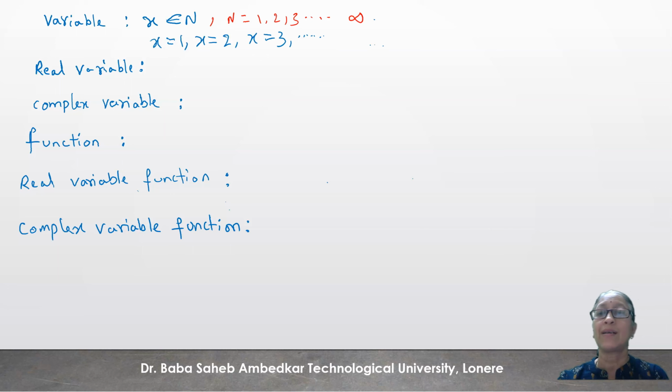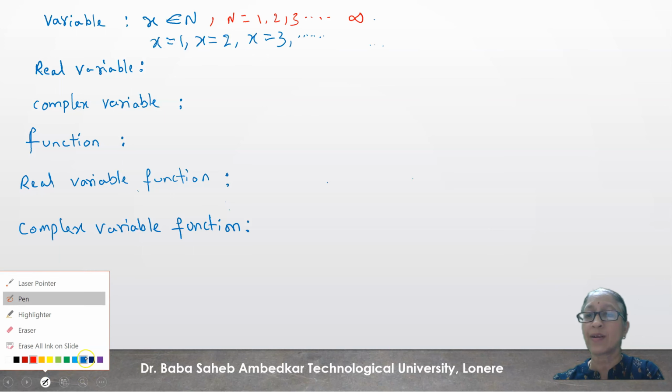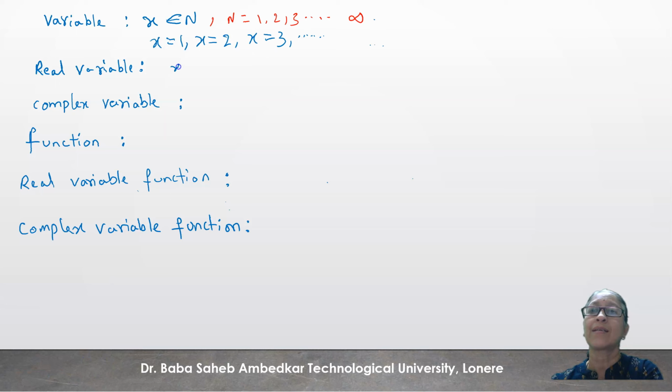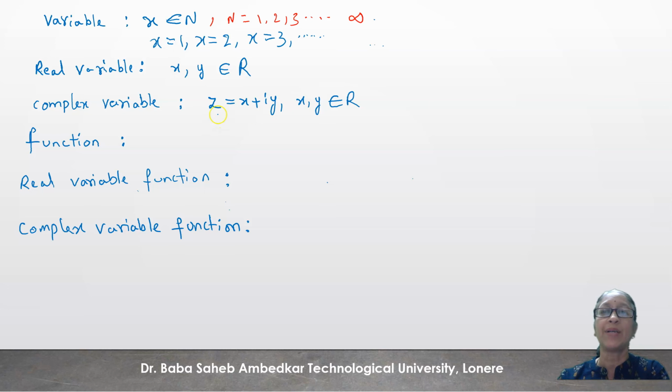Then what is real variable? If this variable x belongs to real number set, then this variable is called real variable. If x comma y, these variables, if they belong to R, real number set R, then x, y are called real variables. Then what is complex variable? We know complex number z. z equals x plus iy. Here x, y are real variables, x, y belong to R. So if x, y are real variables, then x plus iy is called complex variable z.